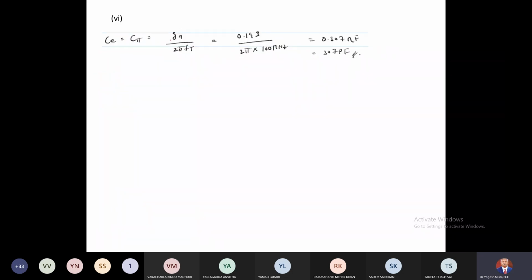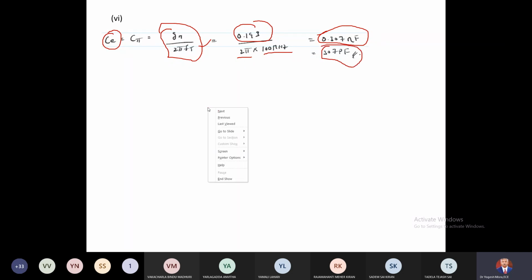And in the last, CE. For CE, you use this formula: GM divided by 2 pi FT. Just now we have calculated FT as 100 megahertz. With this, you will get the value of CE, which is around 307 picofarad.